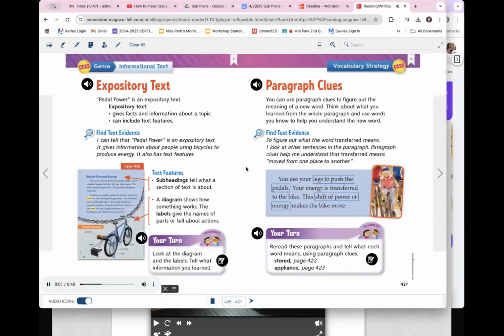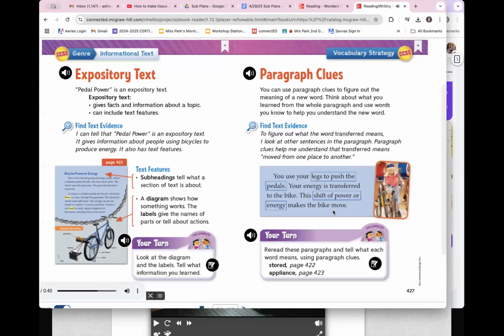Paragraph clues. You can use paragraph clues to figure out the meaning of a new word. Think about what you learned from the whole paragraph and use words you know to help you understand the new word. Find text evidence. To figure out what the word transferred means, I look at other sentences in the paragraph. Paragraph clues help me understand that transferred means moved from one place to another.